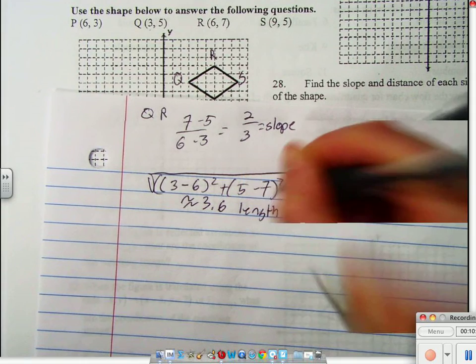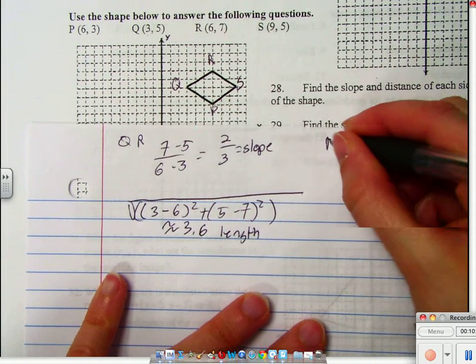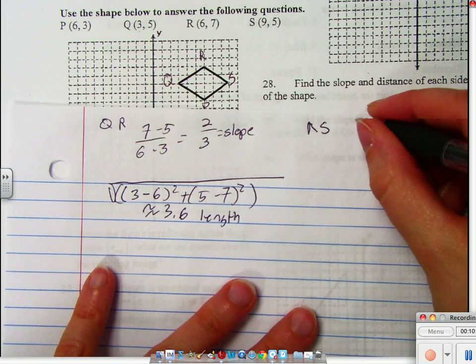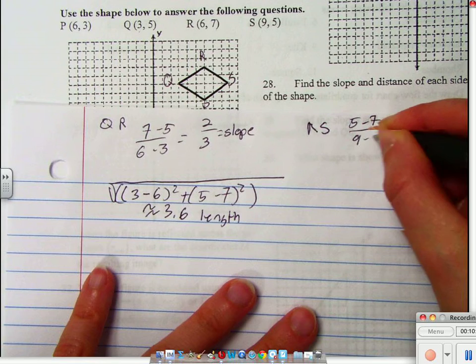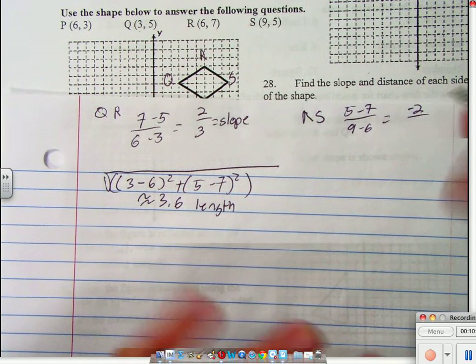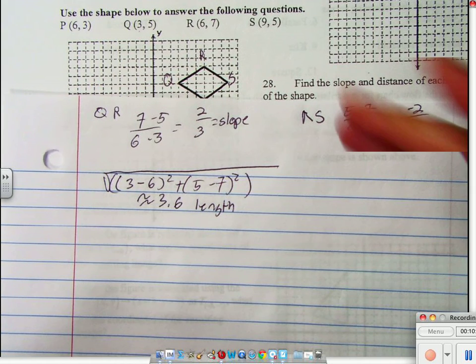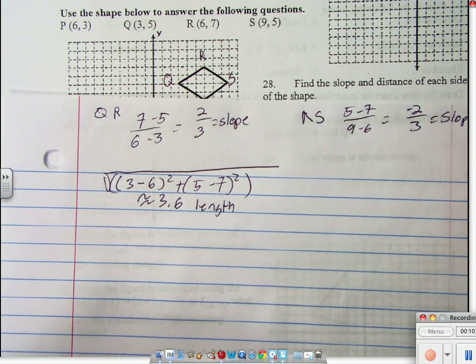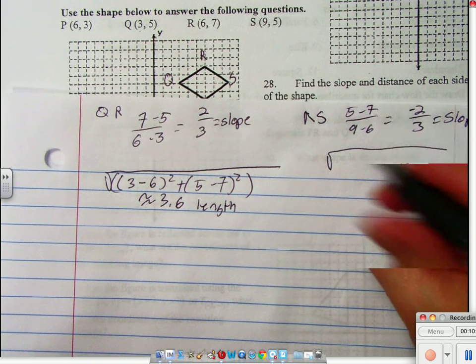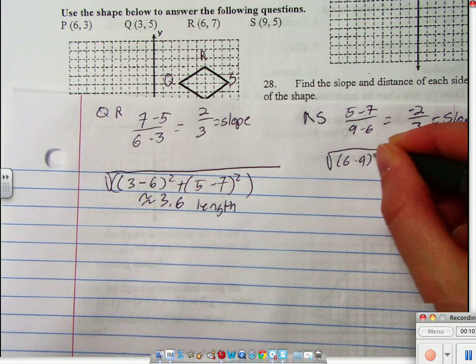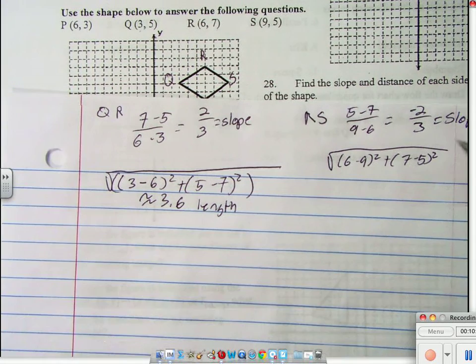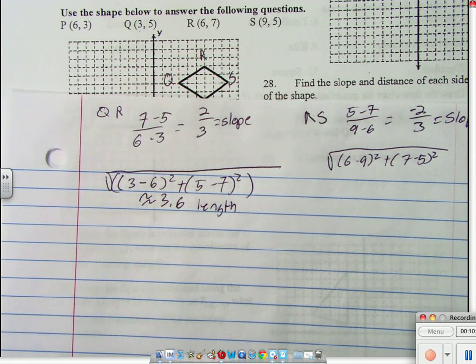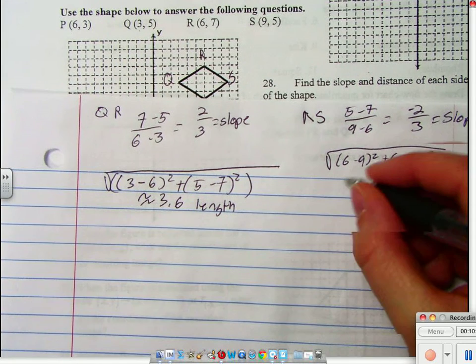Okay, I did Q to R, now I'm going to do R to S the same way. R to S, I'm going to go 5 minus 7 over 9 minus 6. 5 minus 7 is negative 2. 9 minus 6 is 3. Okay, that's my slope. And then my distance, I'm going to go 6 minus 9 squared plus 7 minus 5 squared. I'm going to make sure to put that all in my calculator. The square root parentheses 6 minus 9 parentheses squared plus parentheses 7 minus 5 parentheses squared parentheses. And I get approximately 3.6. That's my length.